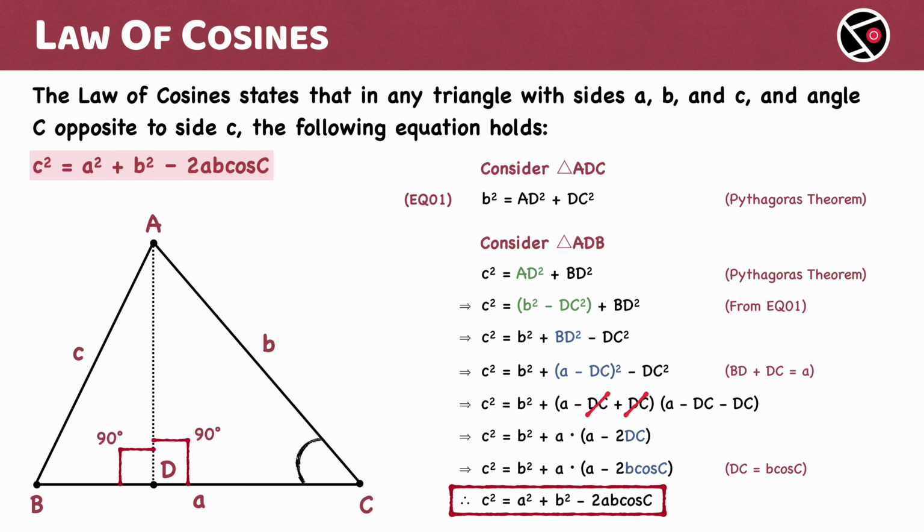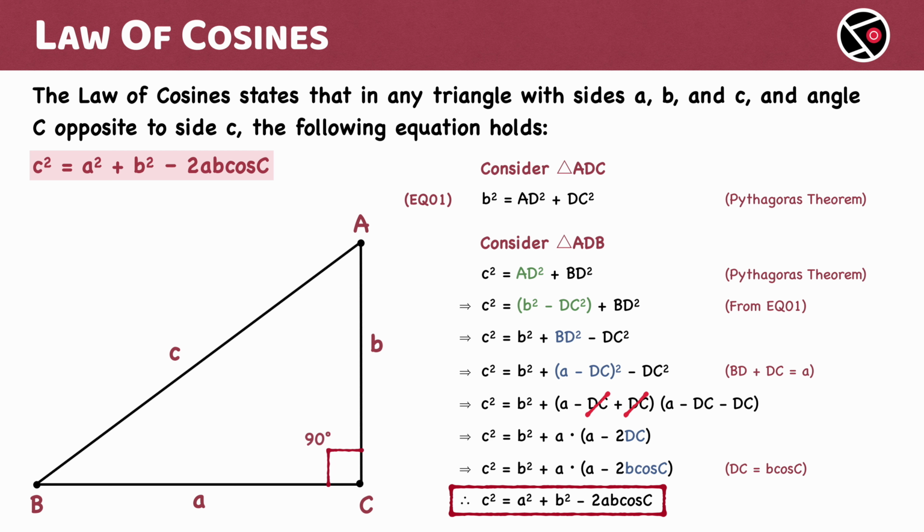But before we wrap up, let's have a quick look at this equation. What happens when angle C equals 90 degrees? Cos of 90 degrees is 0. So we have C square equals A square plus B square. This is the Pythagoras theorem, a special case of law of cosines when the triangle is right-angled.